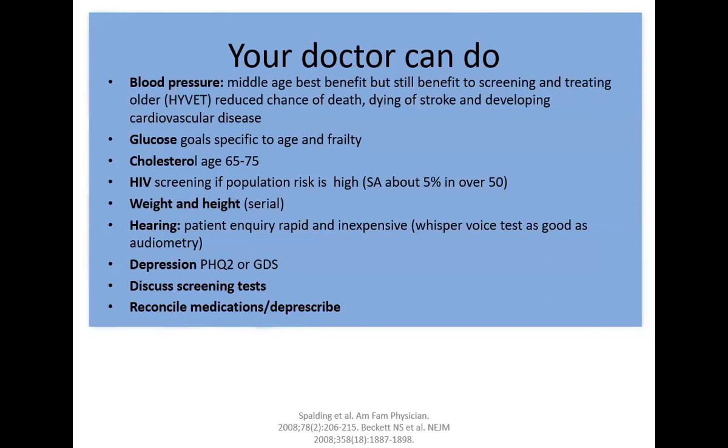Serial HIV screening. So we've actually got a 5% HIV risk sort of rate. What do I call it?